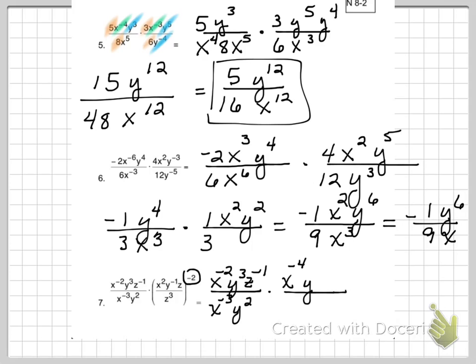Y to the negative 1 times negative 2 becomes y squared. Z to the first times negative 2 becomes z to the negative 2. And z cubed in the denominator becomes z to the negative 6th power. Okay. Now let's swap places with everything. So let's look. We will have x to the negative 3 come into the numerator.